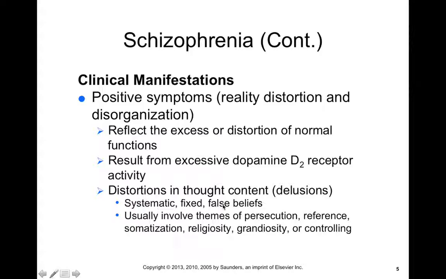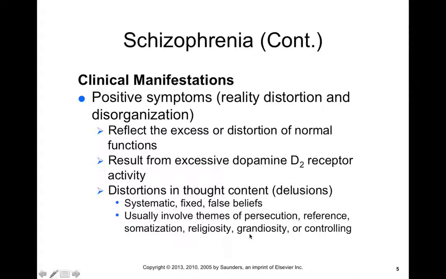And these typically have themes. These delusions can result in themes of persecution, like someone believes that the CIA is out to get them. Delusions of reference or somatization. Somatization would be a delusion where somebody believes that there's a mind control device implanted within their brain. Or delusions of religiosity relate to a religious theme where someone believes that they might be able to have contact with the deity, or maybe they are a deity.